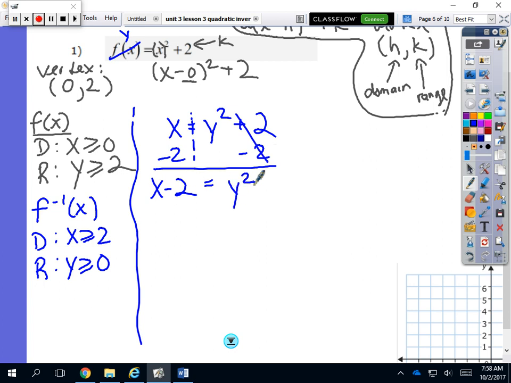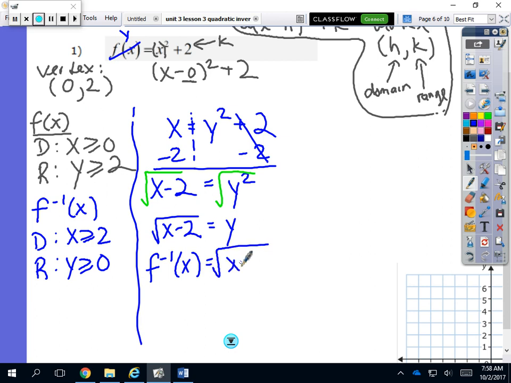And then I take the square root of both sides. When I square root both sides, I end up with square root of x minus 2 on this side and y on this side. So my inverse equals the square root of x minus 2.